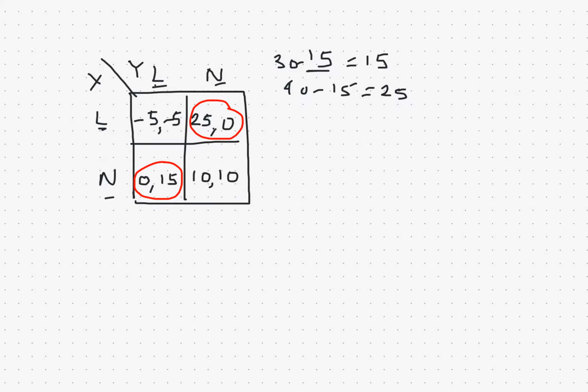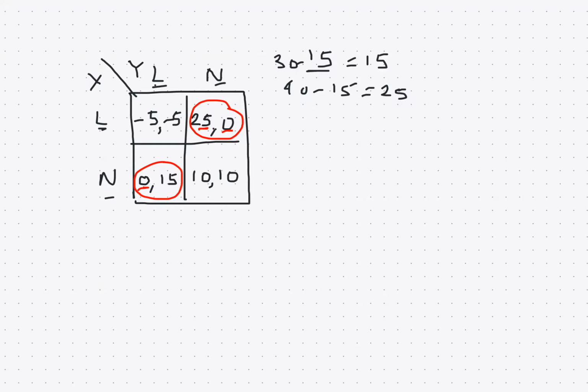So basically you're looking at, if firm Y lobbies, then the best response for firm X is to not lobby, right? 0 is better than -5. And if firm Y does not lobby, then the best response for firm X is to lobby. 25 is better than 10, right? And if firm X lobbies, then the best response for firm Y is to not lobby. So here they match best responses, and that's your Nash equilibrium in the pure strategy.